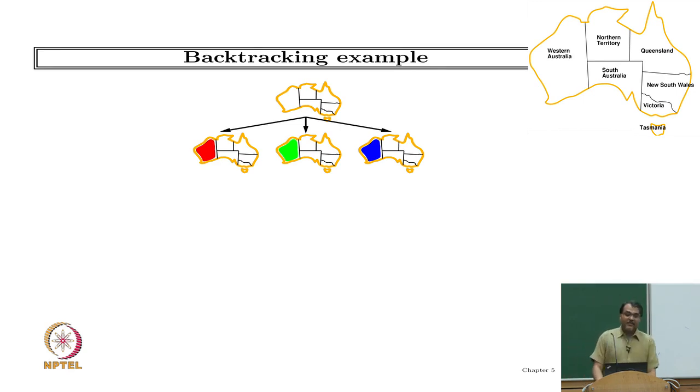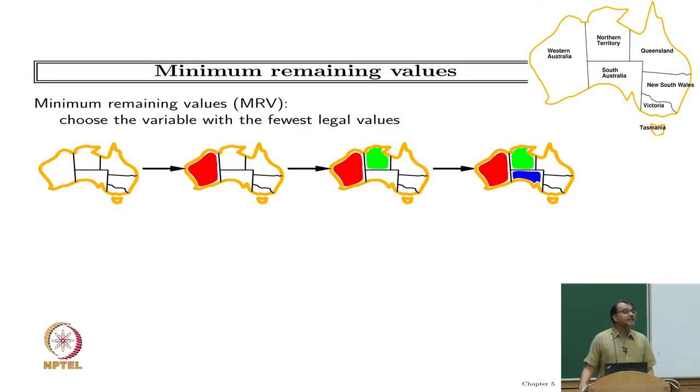It is that we should first assign the variable which has the minimum remaining values. For example, if I have assigned red to Western Australia and green to Northern Territory, then I must assign South Australia next, because it has only one value remaining. If I have assigned Western Australia initially, I can assign any one of Northern Territory and South Australia, because both have two values remaining. So, this is called the minimum remaining values heuristic.